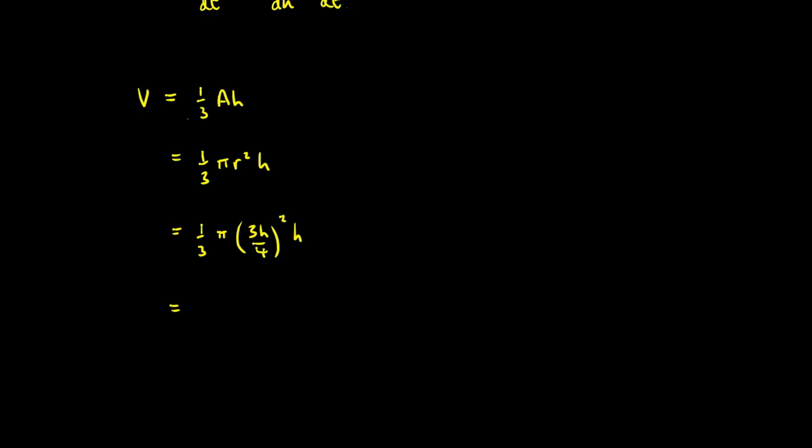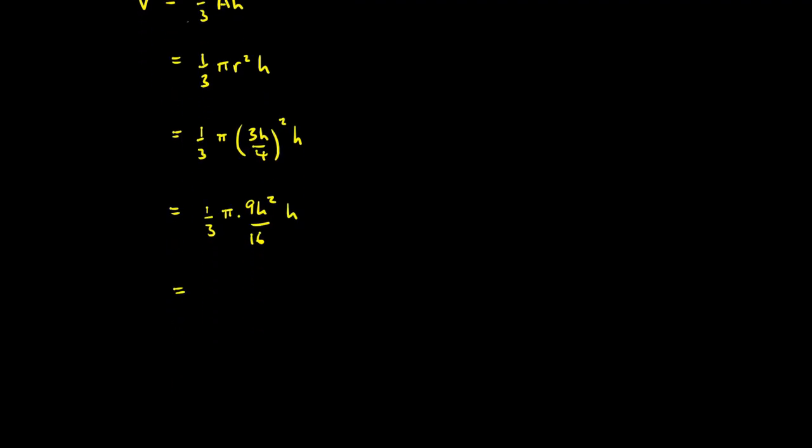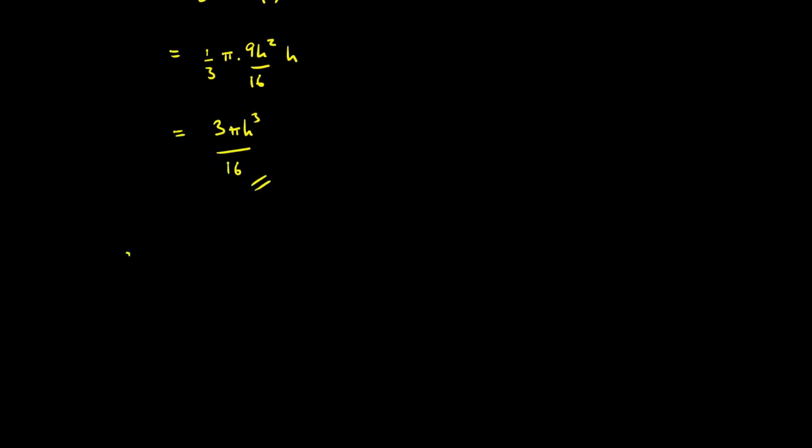And of course, if we expand that, we get a third times pi times 9h squared upon 16 times h. And this should simplify, right? Because 9 divided by 3 is 3. So we get 3 pi h cubed upon 16. Well, then if we differentiate the volume with respect to h, so dV/dh, what we'll get is 9 pi h squared upon 16.